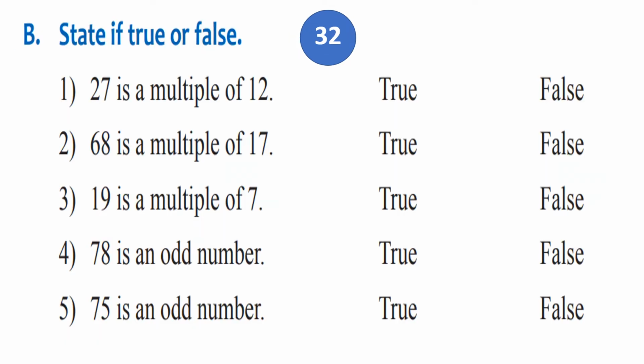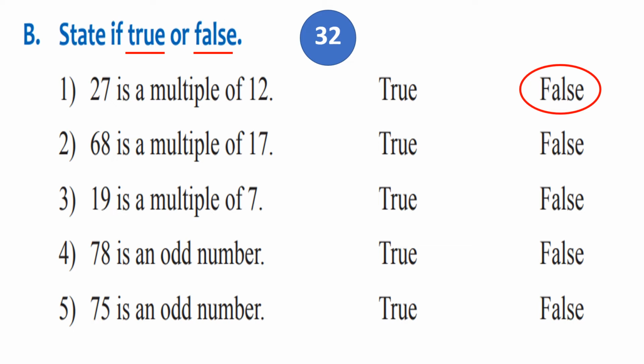Part B. State if true or false. Number 1. 27 is a multiple of 12. True or false? If you divide 27 by 12, you cannot. You cannot divide 27 by 12. That's why the answer here is false.